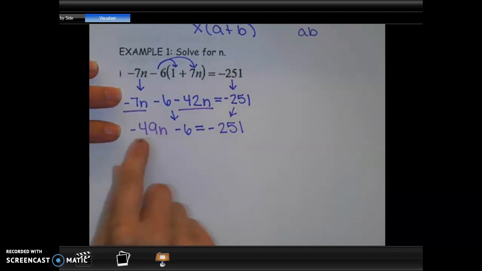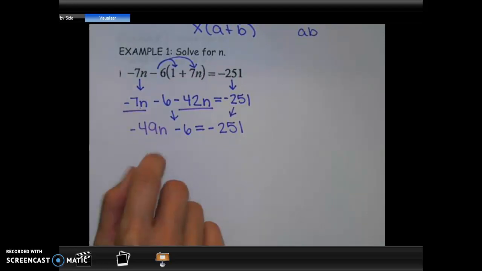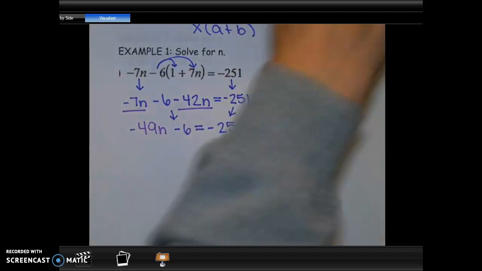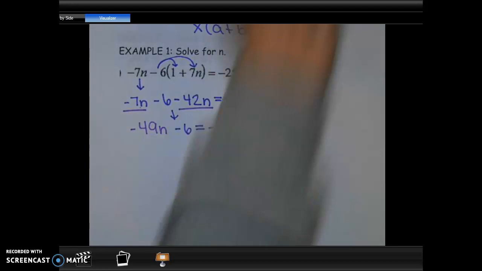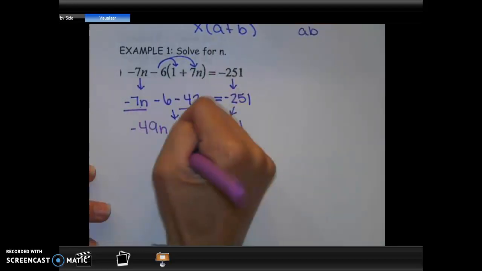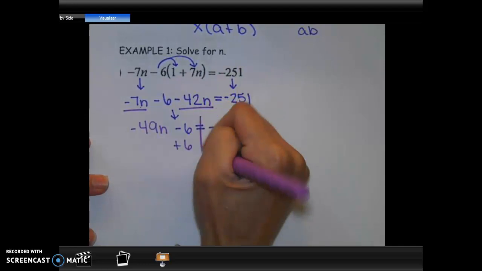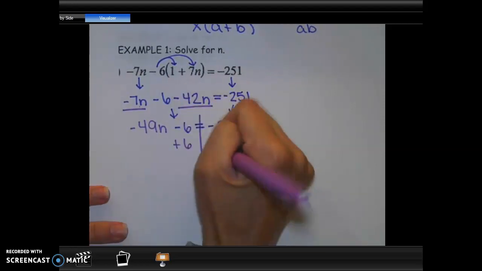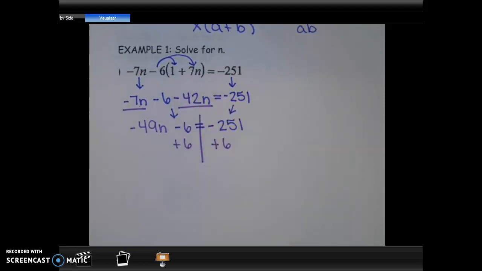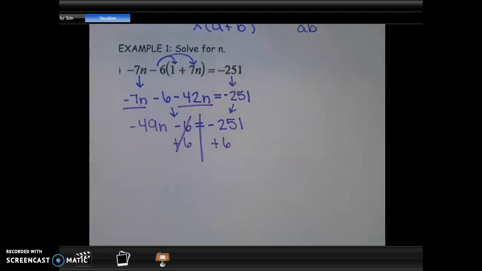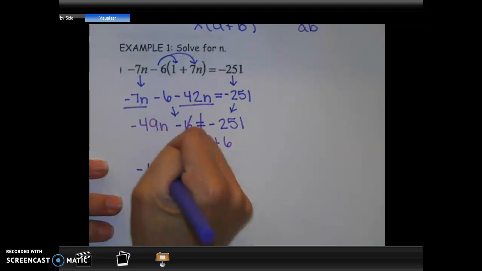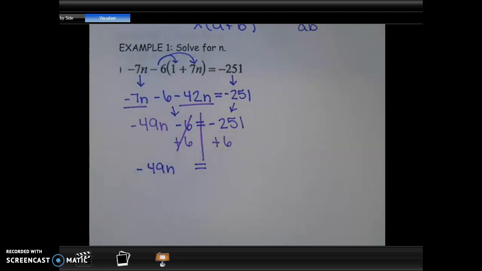If you notice, negative 49 is right next to n, so we're not going to start with it. But this negative 6 is farther away, so we're going to do the opposite. So this is subtraction of 6. The opposite of a subtraction of 6 is an addition of 6. And see this equal sign? That tells us we have a wall. Whatever happens on one side of the wall has to happen on the other side. So I'm also going to add 6 over here. We do this because now this zeroes out. It goes away. So we're left with negative 49n equals, and then we have negative 251 plus 6, negative 245.